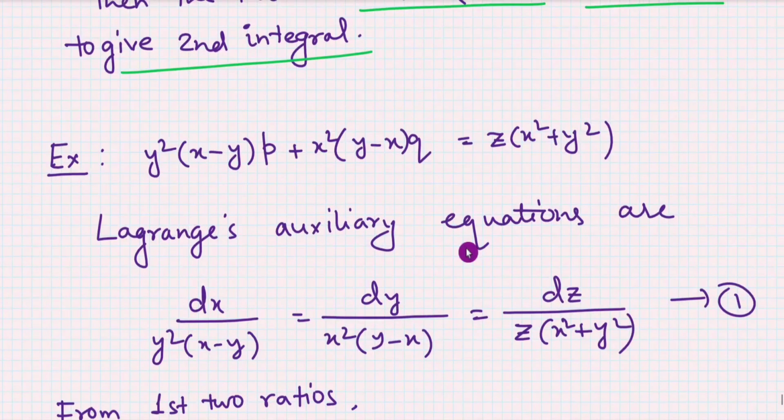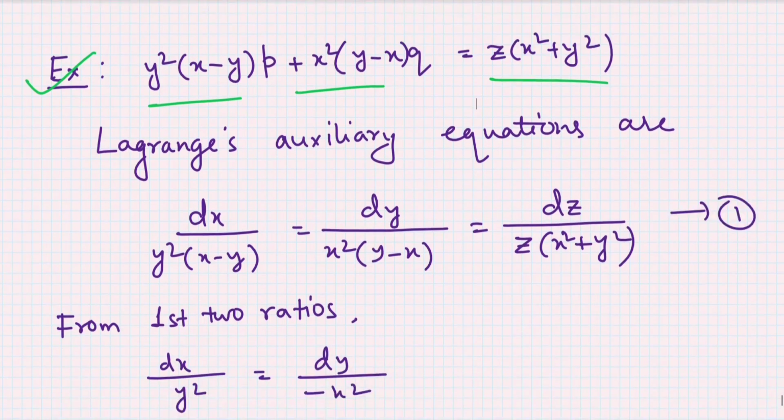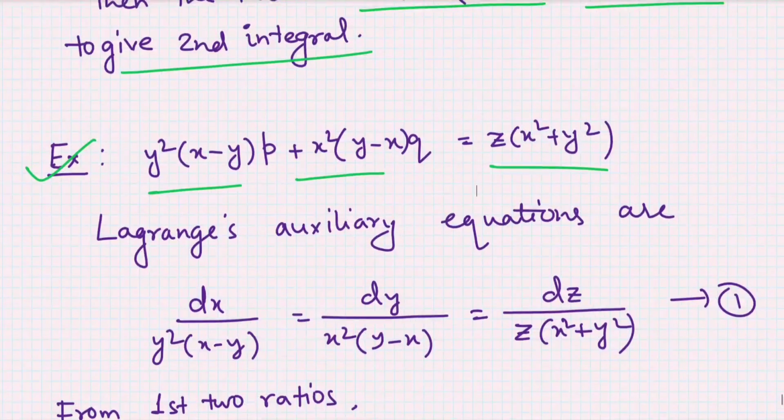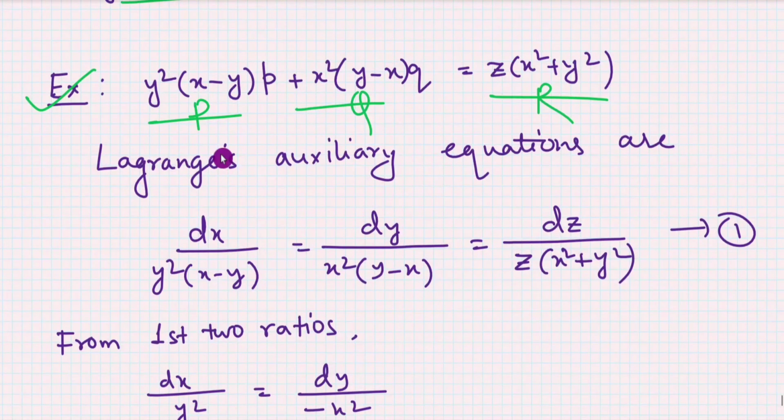So let us take an example. The example is y square into (x minus y) into p plus x square into (y minus x) into q equals z into (x square plus y square). So this function is capital P, this function is capital Q, and this function is capital R. Therefore the Lagrange auxiliary equations are dx by P, dy by Q, and dz by R. So dx by y square (x minus y) equals dy by x square (y minus x) equals dz by z (x square plus y square).